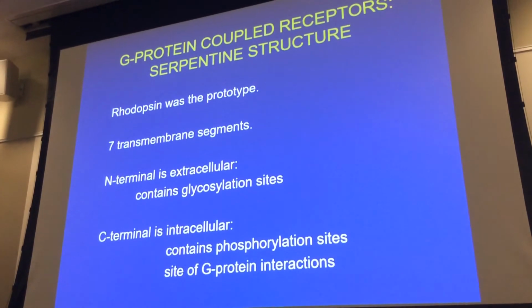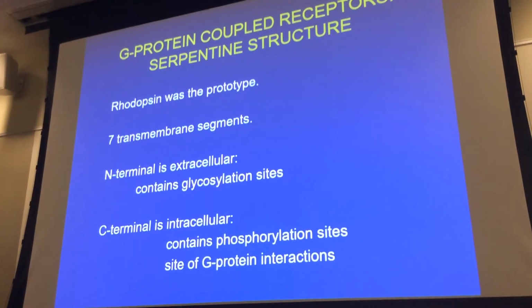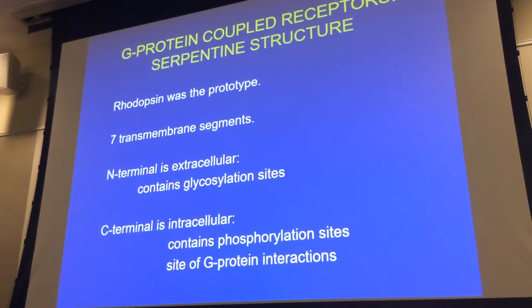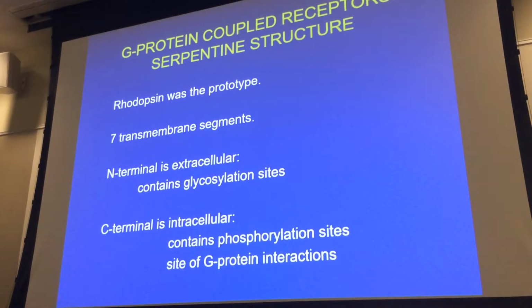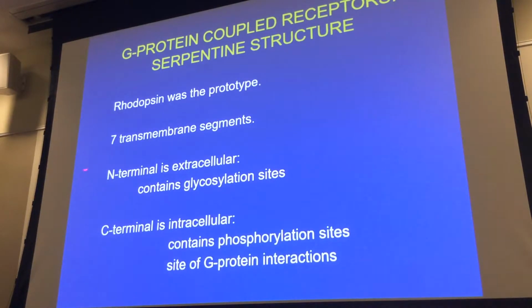These are what's called 7 transmembrane receptors, also known as serpentine structure. The reason for that nomenclature I'll show you in just a minute. The prototype of the G protein coupled receptor is rhodopsin, and I'll show you a little bit of the history of that in a minute. I'll define for you what I mean by 7 transmembrane segments. I'll show you that the N-terminal region of the receptor is extracellular and the C-terminal region is intracellular, and both of those have very significant implications in terms of the structure and function of these proteins.